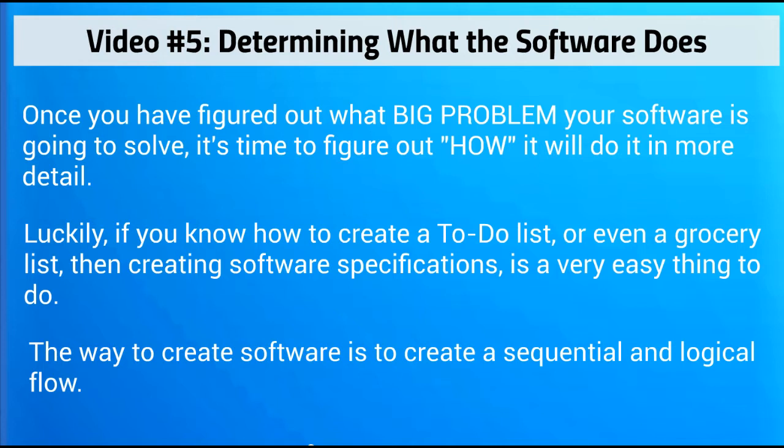Now, the way to create software is to create a sequential and logical flow. So it's not going to be just a randomized grocery list. It's going to be a sequential logical flow. So whatever you do in the beginning is going to impact the end. And it'll make more sense in just a second.